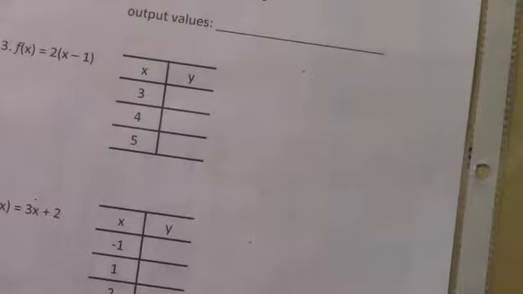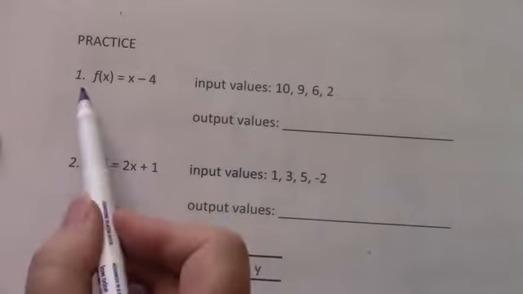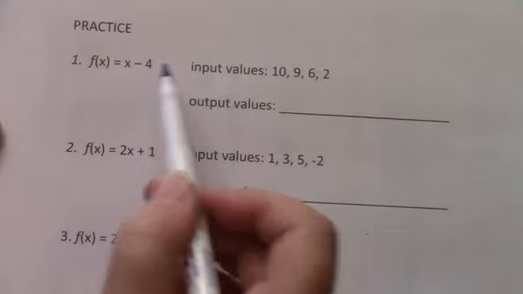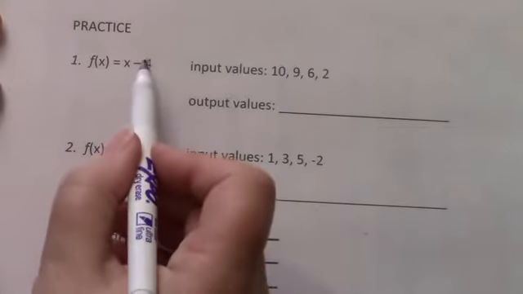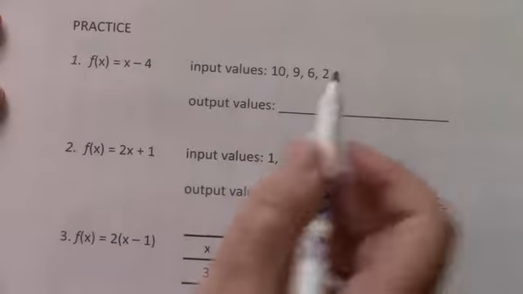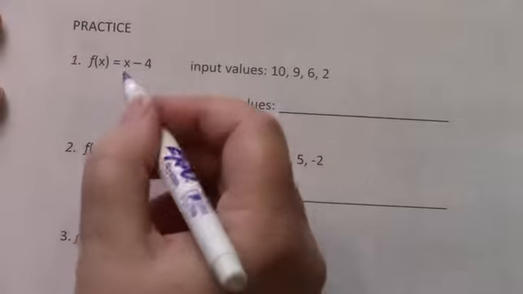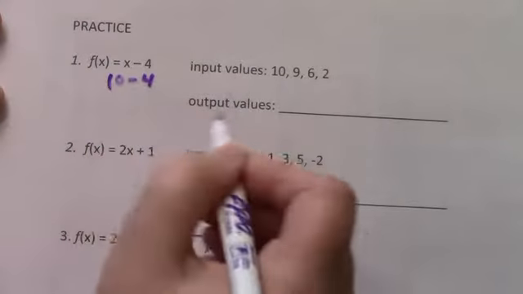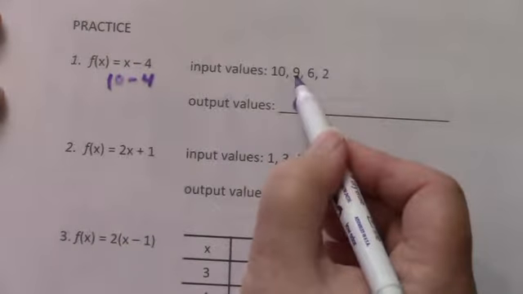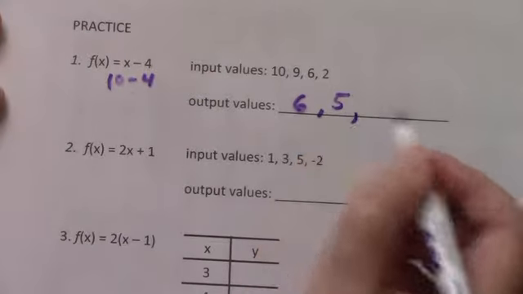So let's take a look at some practice and a little more explanation of function. So again, how would we read this? I would say f of x equals x minus 4. What's my rule? My rule is that whatever number I put in for x, I'm going to subtract 4. So if I'm putting in 10, and I'm subtracting 4, 10 minus 4, what would my output be? 6. Well, what if I input 9 and then I subtract 4? My output would be 5.